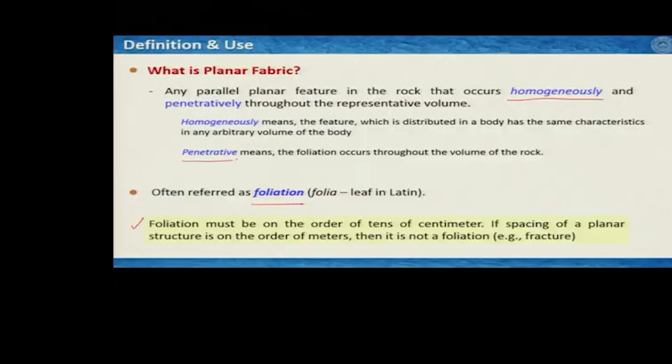If the spacing is much higher, then we do not consider them as a foliation, because it is not worth studying their features, and they may not be representative. For example, you can consider fractures or joints, they occur in very large spacings, and you may not consider them as a foliation.